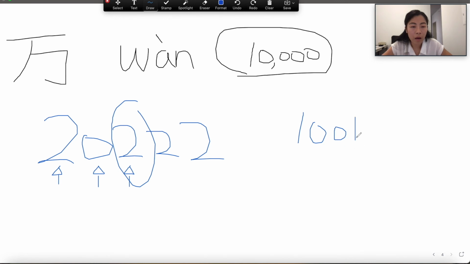Here you see I have 2 zeros. Whenever you see 2 zeros or even more than 2 zeros, as long as the zeros are together, you just pronounce one 零. So 一万零一十六. Alright, let's proceed with another number.